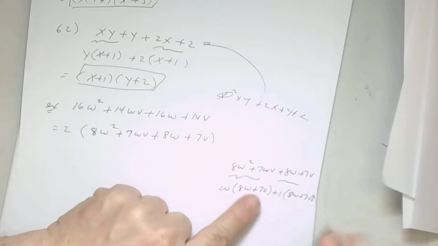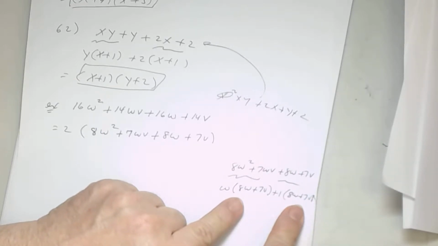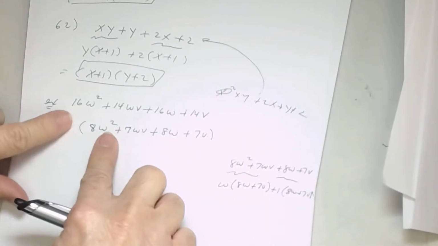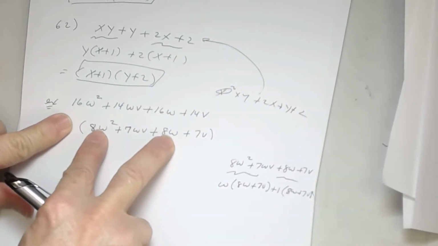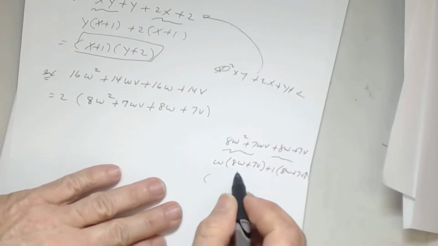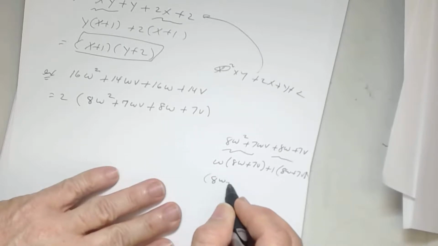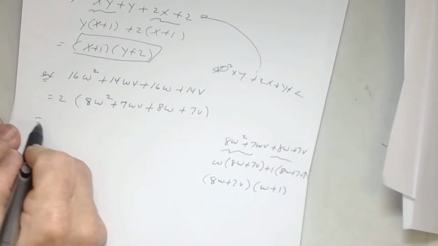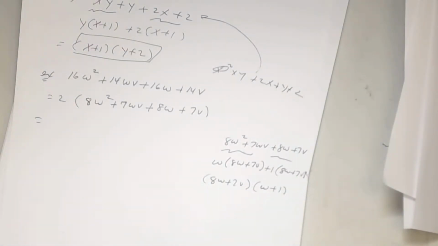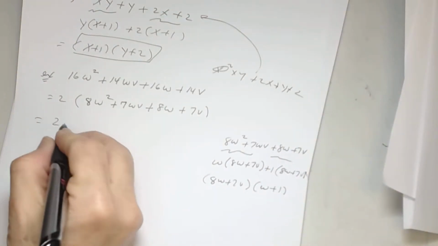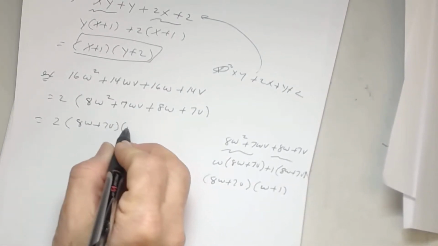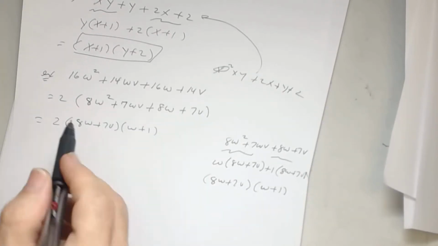Now, is what's inside the parentheses the same? So I'm going to ask you this. Is this right here, what was inside the parentheses, I'm covering up the GCF of the 2, factorable by grouping? Yes. So what do I write this as now? Plus 1, and that goes here. So the final answer has how many factors in it? 3. 2, and then what? 8W plus 7V times what? W plus 1. So there's your answer.